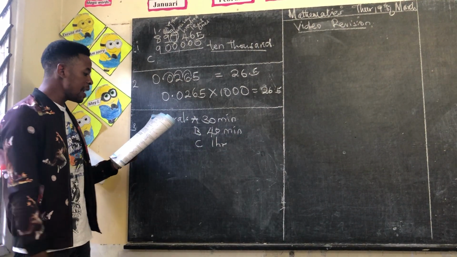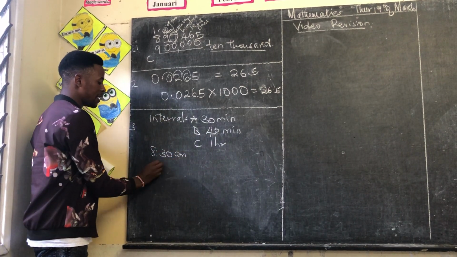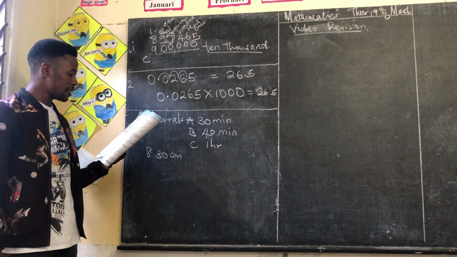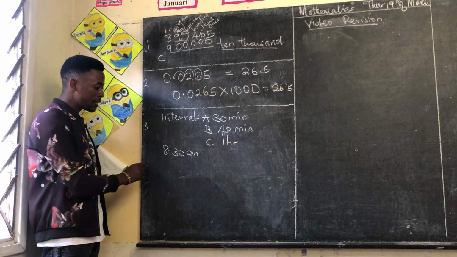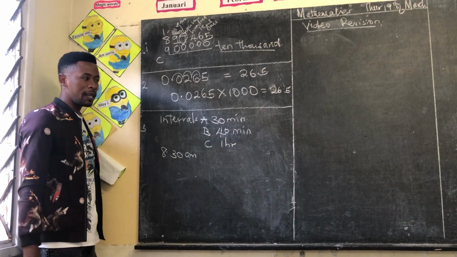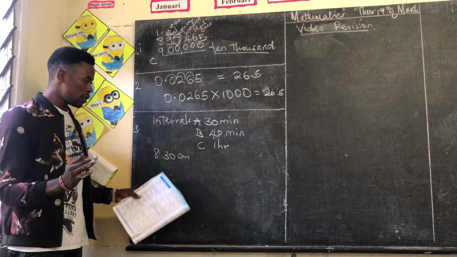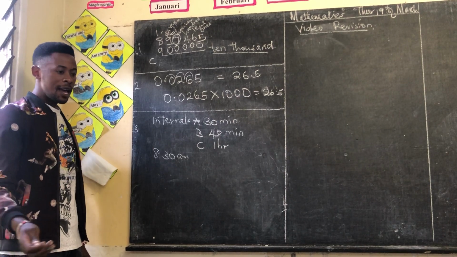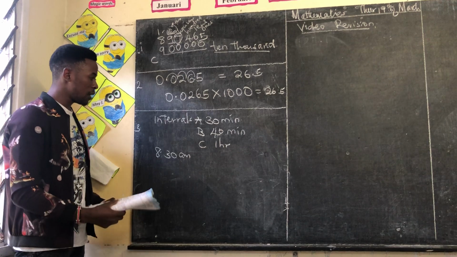You're told they rang together at 8:30. So the previous time they rang together was at 8:30. The question is, at what time will they ring together again? The first thing you should do is get the duration of time they are going to take to ring together. And then from the previous time, you add to get the next time they will ring together again.